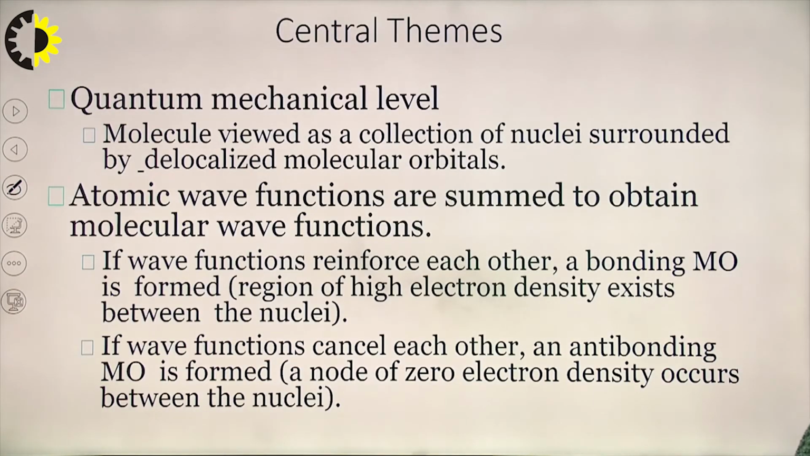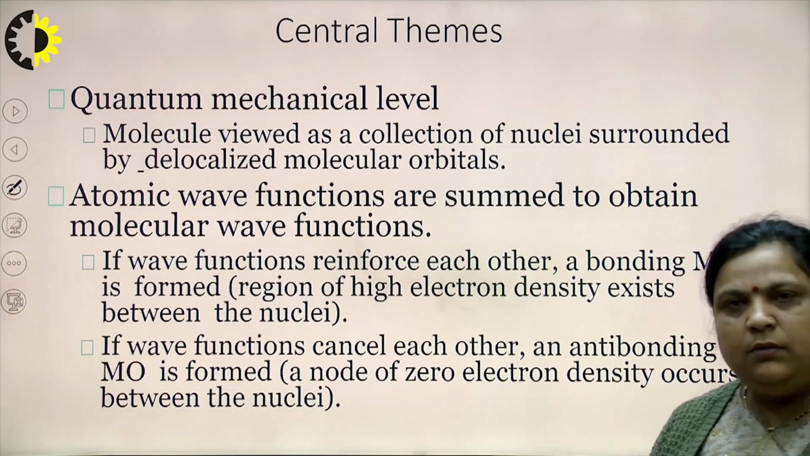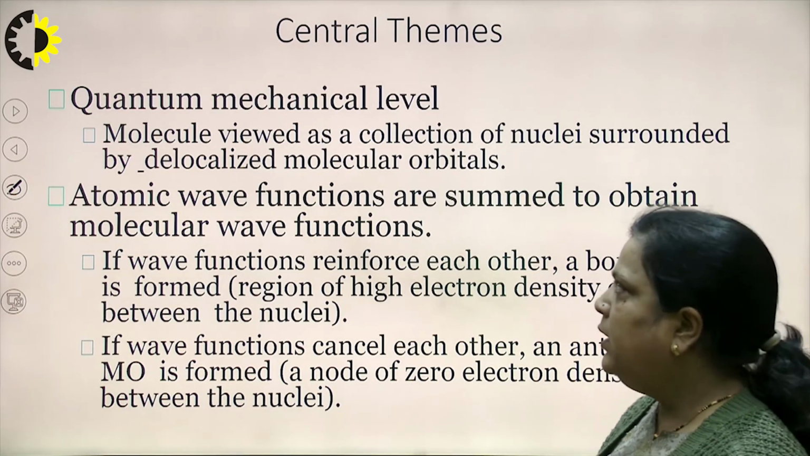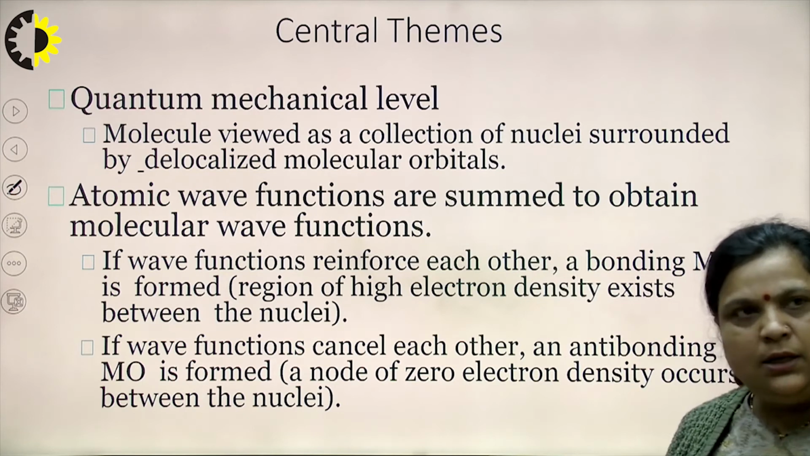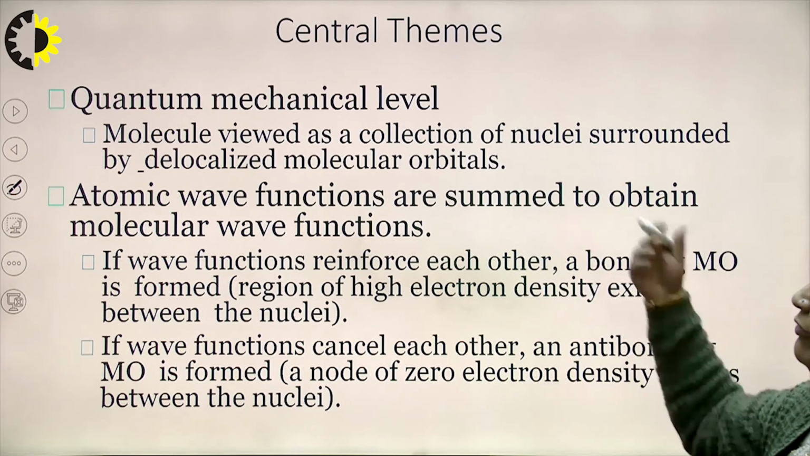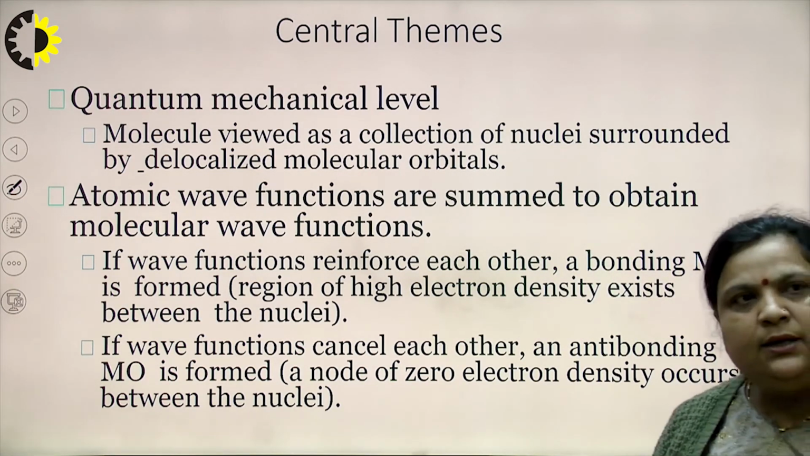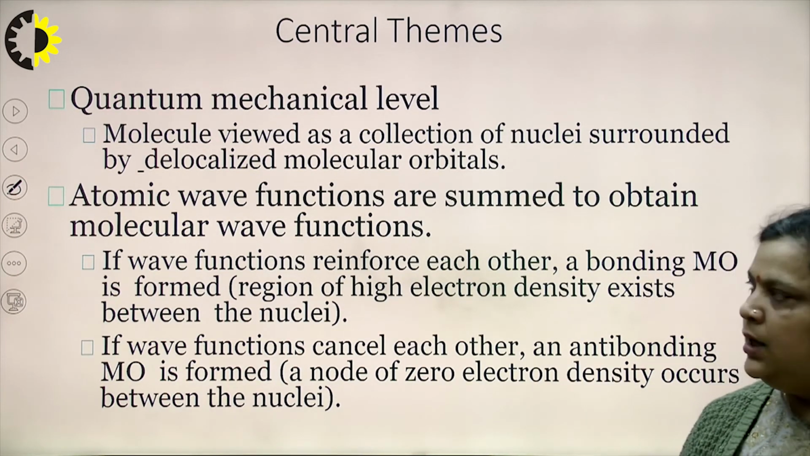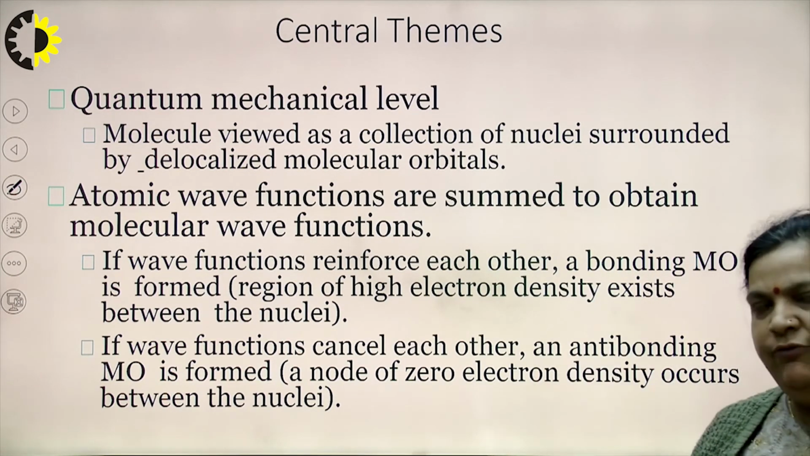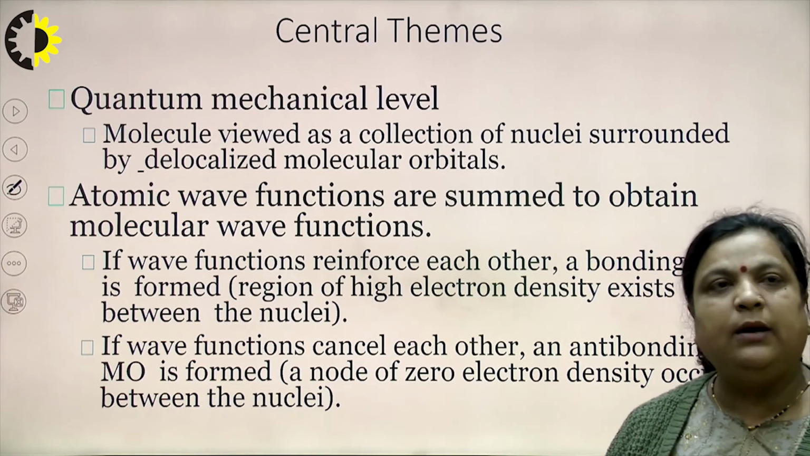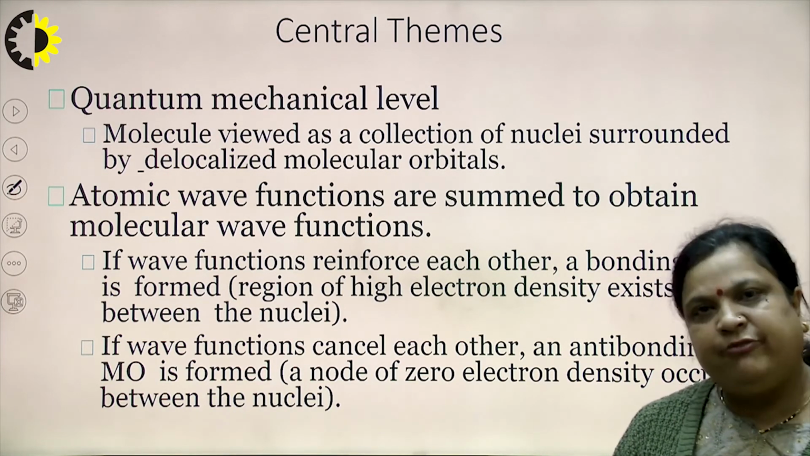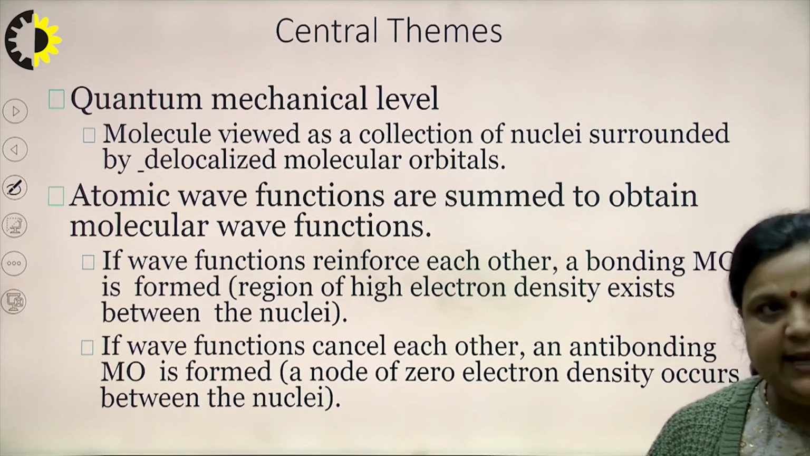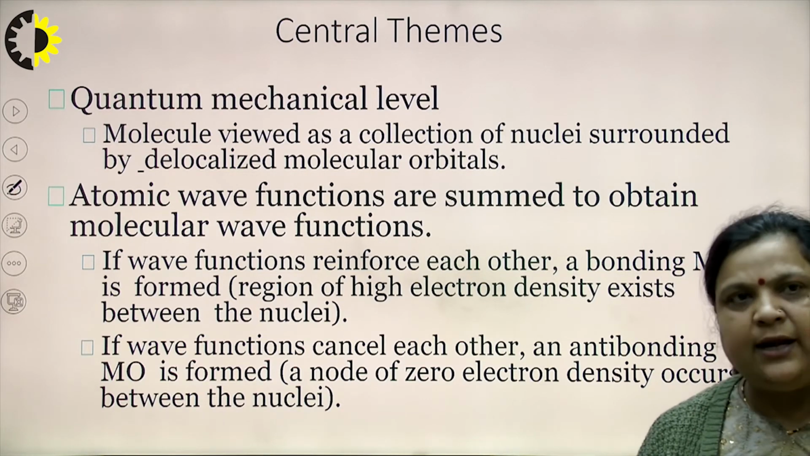Now, this molecular orbital theory is a totally quantum approach. So, the molecule is viewed as a collection of nuclei surrounded by delocalized molecular orbitals. And suppose two atoms get combined, and let the wave function of the first atom be psi A and the wave function of the second atom be psi B.